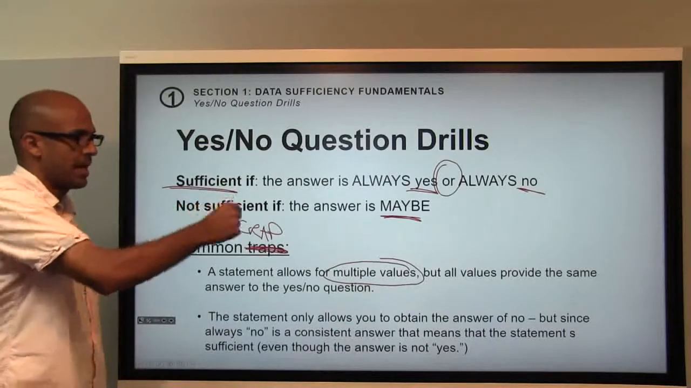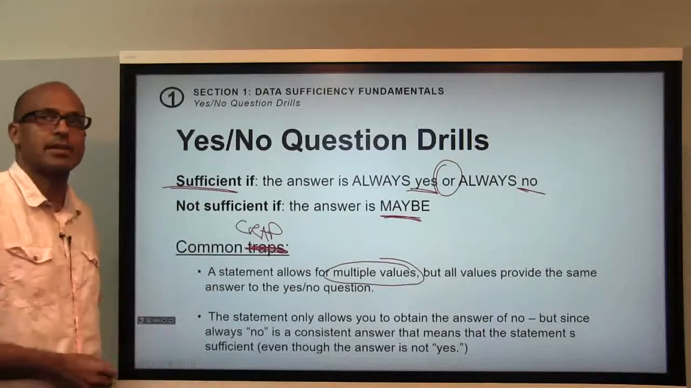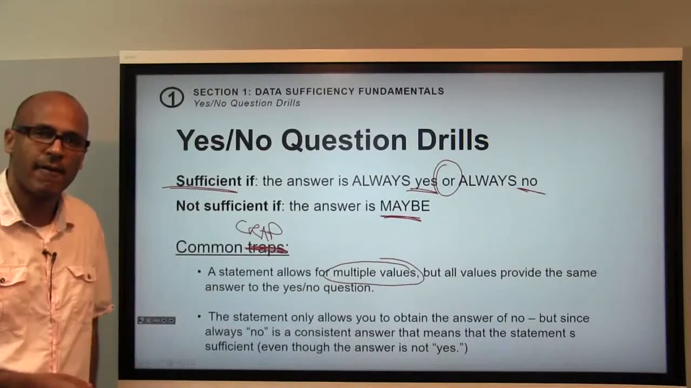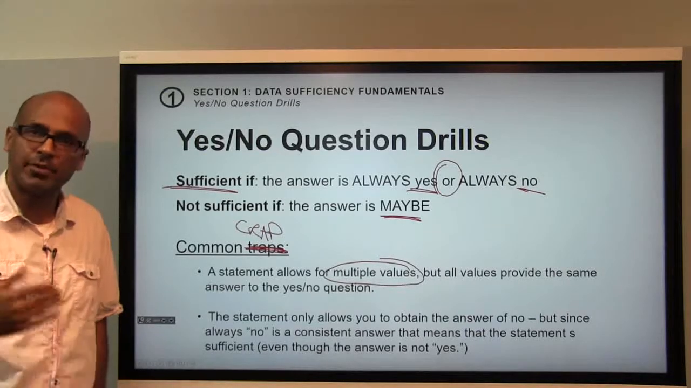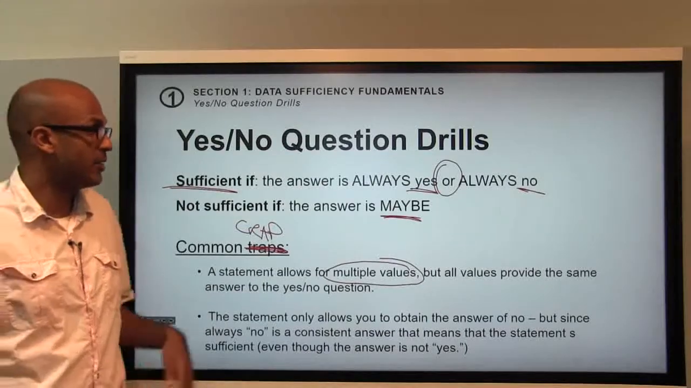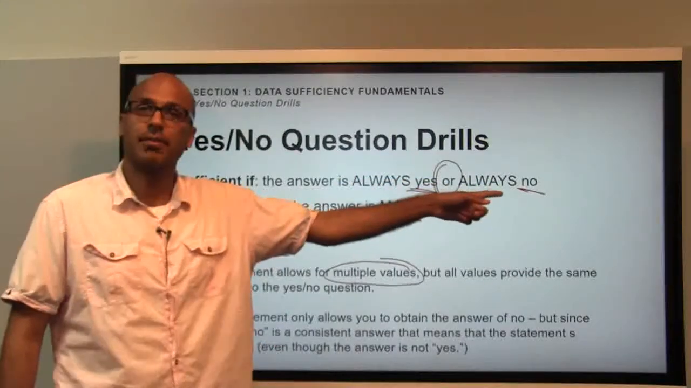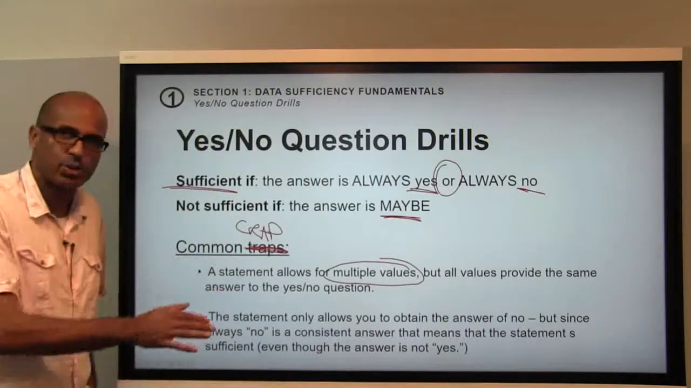Because it says right here, not sufficient if the answer is maybe. It does not say not sufficient if the answer has multiple values. Very important we understand that right off the bat. Multiple values is not a problem, as long as they give you a yes or a no answer, but it's always got to be the same yes or no. That's not a trap, that is crap.